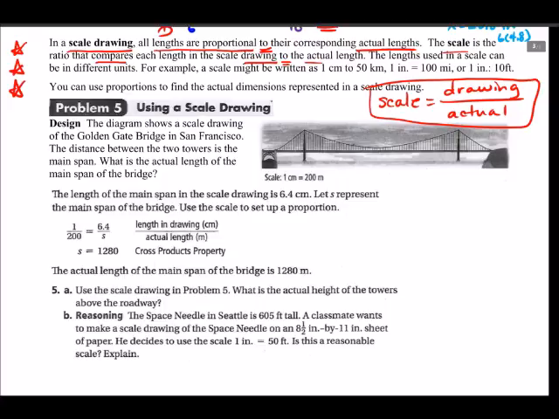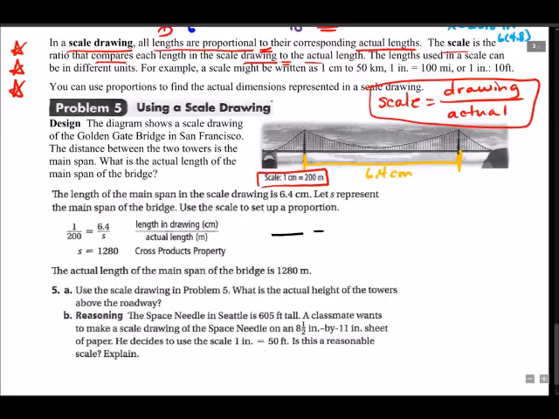So we are given a scale drawing of the Golden Gate Bridge. The distance between the two towers is the main span. So we are looking from here to here. And we are told that the length of the main span on our drawing is 6.4 centimeters. And we are also given, with all good maps and drawings, a scale. So how are we going to find out what's the length of this span in real life?